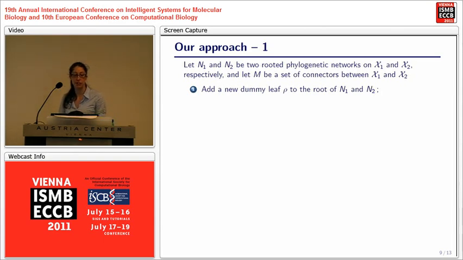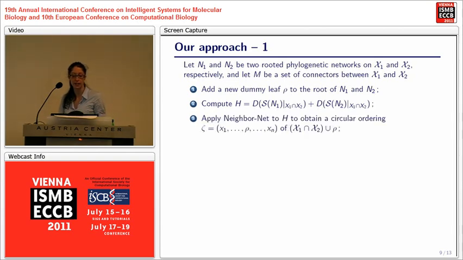So our approach is really easy. We start with two phylogenetic networks. We add a dummy leaf to both. It's called rho. Then we compute this distance. So we take the split I told you, and then we compute the distance from the splits, summing up these two. Then we apply NeighborNet from this distance, and we get this circular ordering. This is why we use NeighborNet, and we break this circular ordering at the dummy taxon, and we get a linear ordering that is called pi.